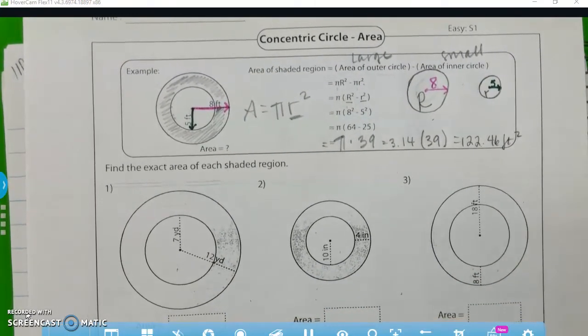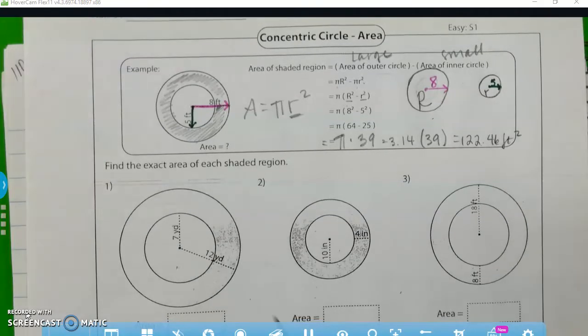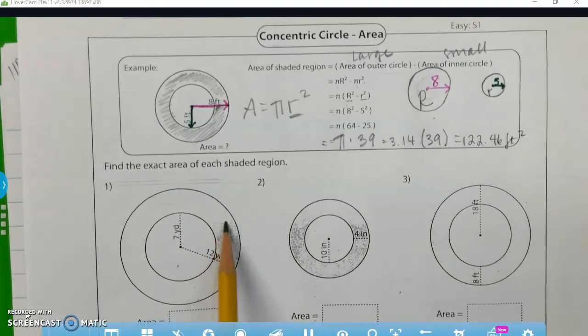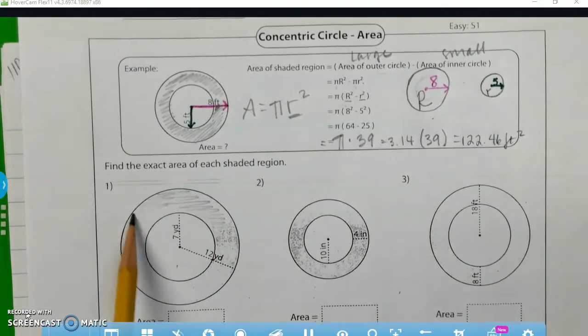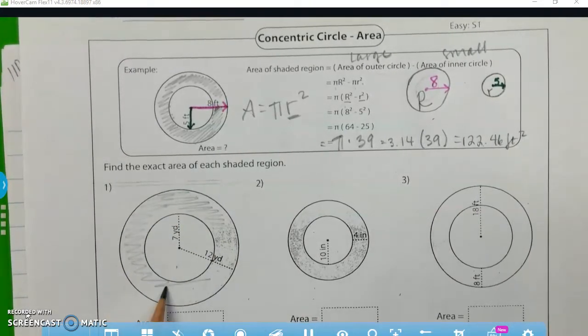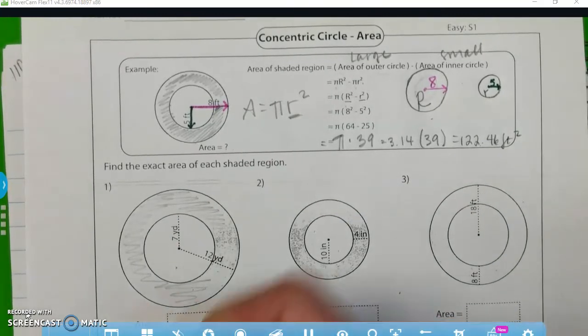I am posting an additional video if, after this one, you feel like you want more practice or more examples. So please refer to that as well. All right, let's get started. I am seeing 2 circles. I'm looking at my measurements.